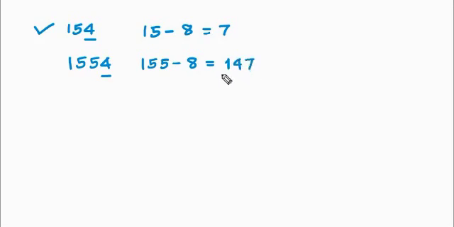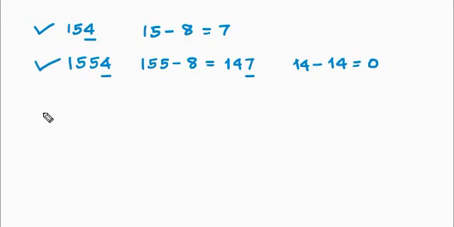Now still it is a 3-digit number. So we'll go on. We'll take the last digit 7. What is the double of 7? It is 14. And the remaining number is 14. 14 minus 14 is 0. And we know 0 is divisible by all the numbers. So it is divisible by 7. And hence 1554 is divisible by 7.